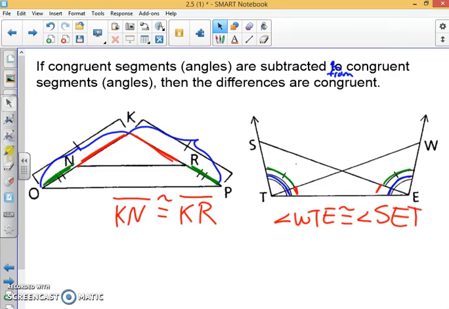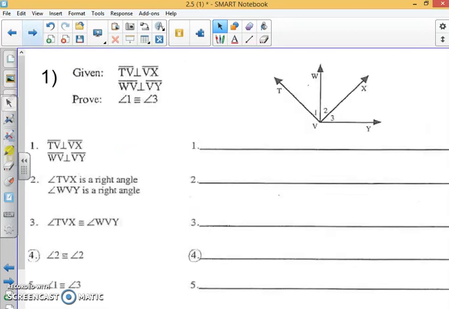Okay, time to look at some proofs using these new theorems. So here's our next proof. Let's start by labeling the diagram. So TV is perpendicular to VX, meaning that's a right angle, and WV is perpendicular to VY, meaning that is a right angle. Labeling our diagram, always a good place to start.